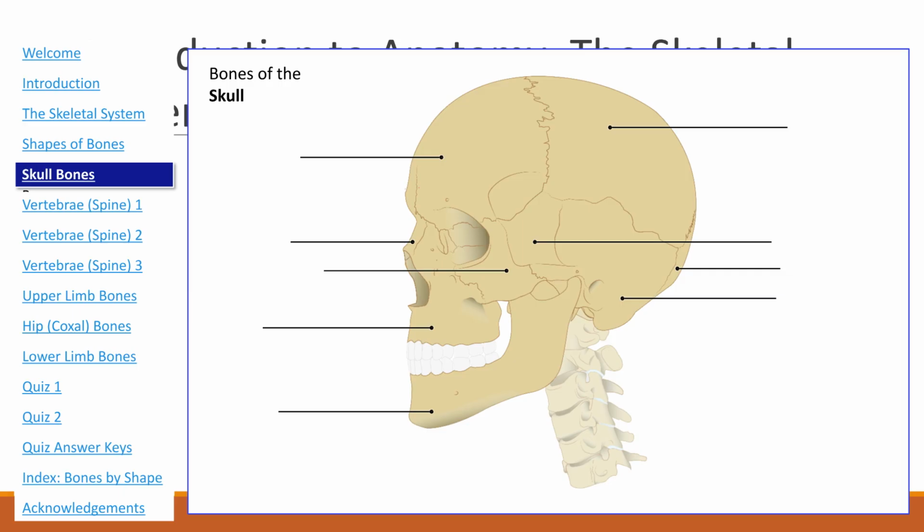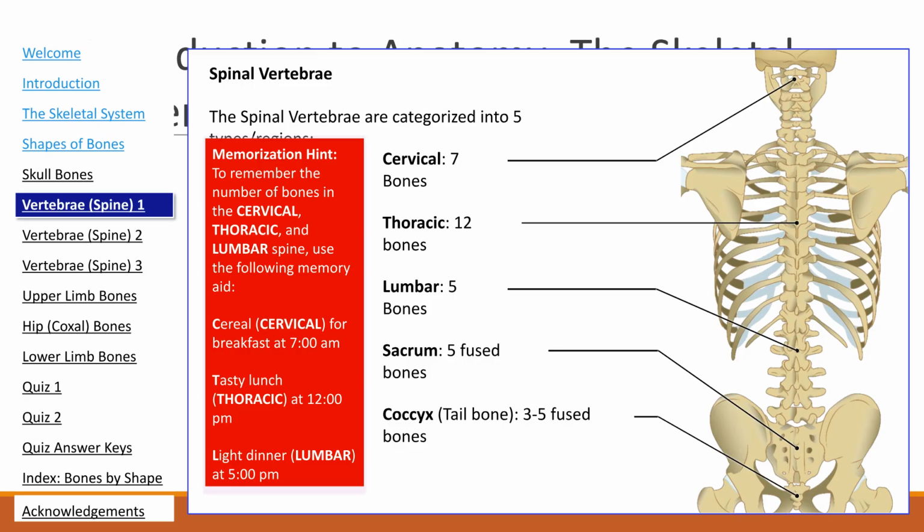Let's begin exploring the bones of the skull, including the parietal, frontal, nasal, zygomatic, sphenoid, occipital, temporal, maxilla, and mandible. This slide provides an unlabeled view of the skull bones for practice and self-testing.